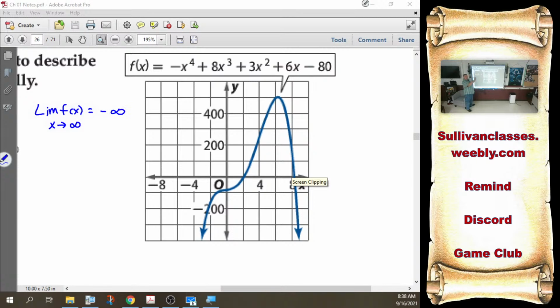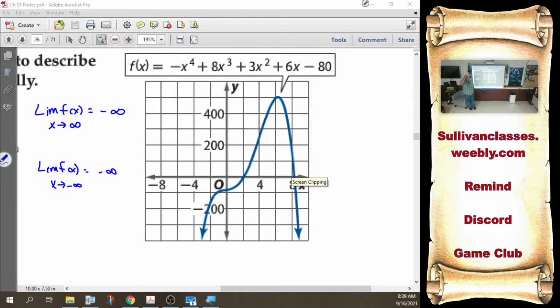As my x's go all the way to the right, my y's go all the way down, I will call that as x approaches infinity, the limit is negative infinity. The limit of my function as x approaches negative infinity. So as my x's go all the way to the left, where are the y's headed? Still negative infinity, right?